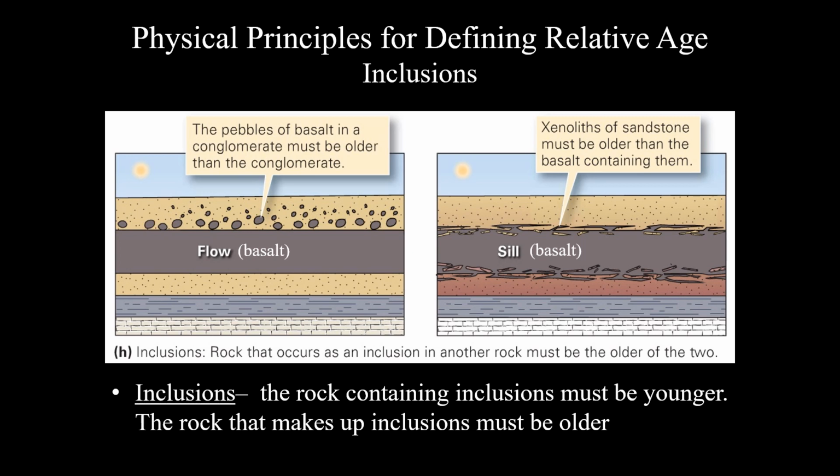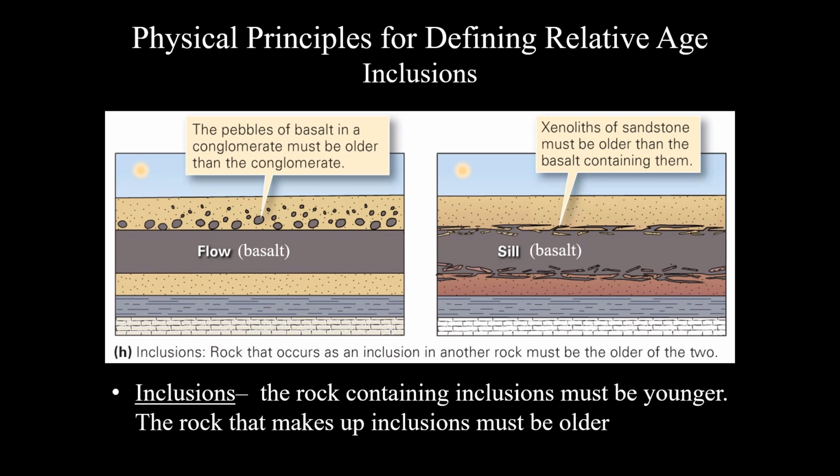In the picture on the left, we see that there's some sediment on top of what we call a flow, a basalt, so that's a lava flow. We can see that that sediment has little bits and pieces of that lava flow. That tells us that the lava flow must have existed, and then when the sediment came in and filled in on top, little chunks of the lava flow got entrained in there.